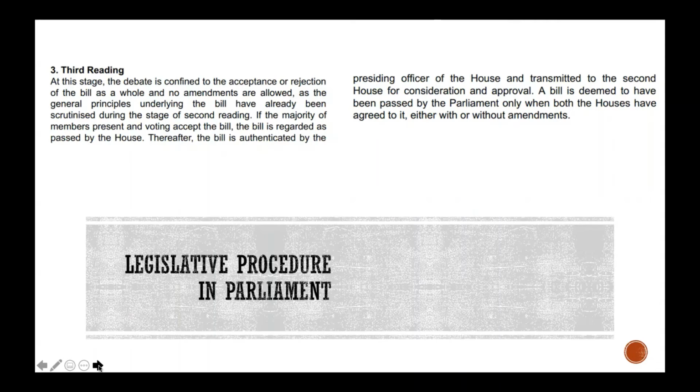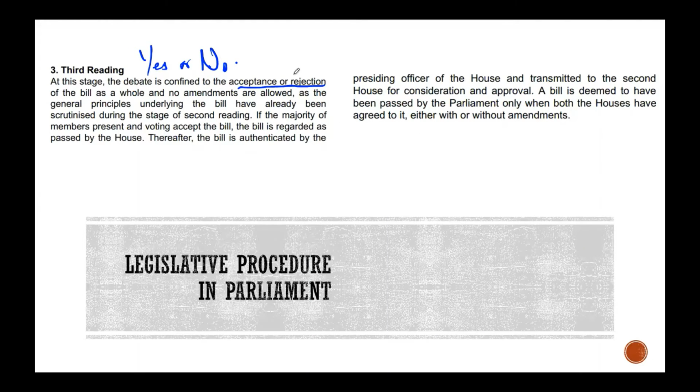At this particular stage, the debate is confined to whether it is a yes or no. That is the whole point here. Yes or no, that's all we want to know. The debate is confined to acceptance or rejection here, because all the other things we've been doing in your second stage. First stage, you introduce. Second stage, you went through the whole process of accepting or rejecting, clause by clause discussion. Now here we are accepting or rejecting the bill as a whole, and no amendments are allowed, because all of that is already done.